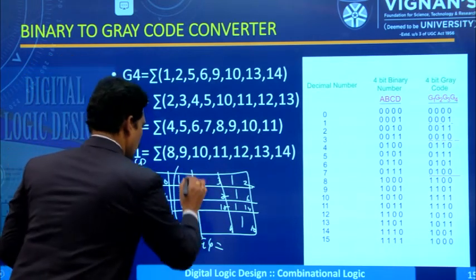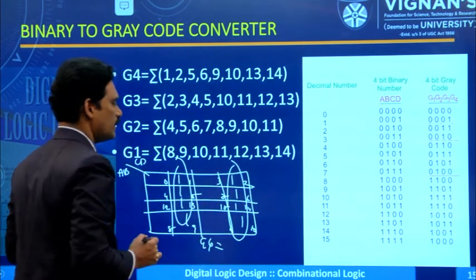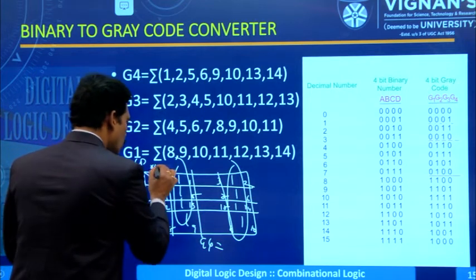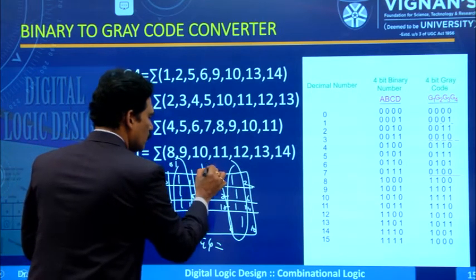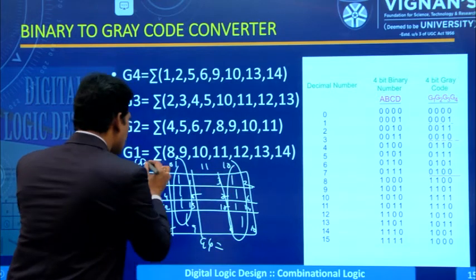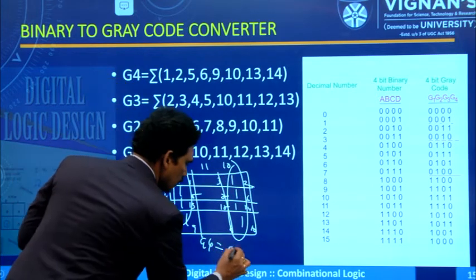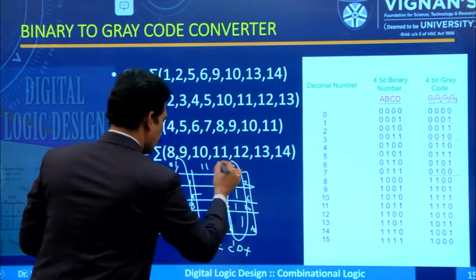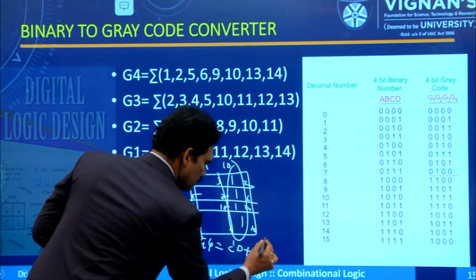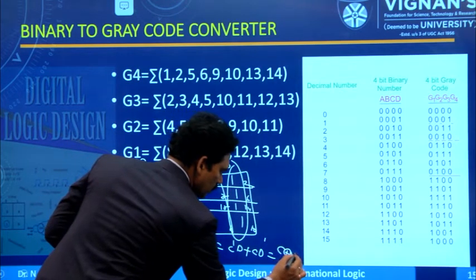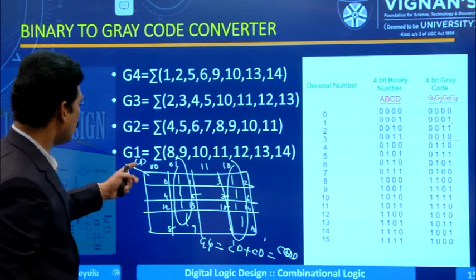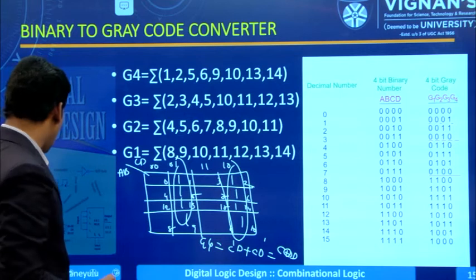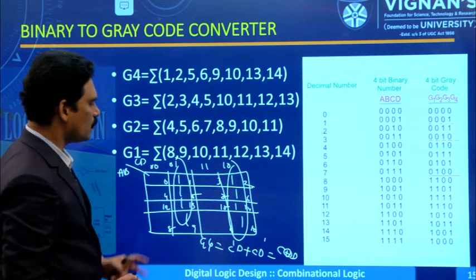This is one group and this is another group. So, what is the expression for this? This is 0, 0, 0, 1, 1, 1, 1, 0. So, 0, 1 means this is C bar D plus, and this is C D bar. So, C D bar. This is equal to C exclusive OR D. This is for G4. And what about G3?